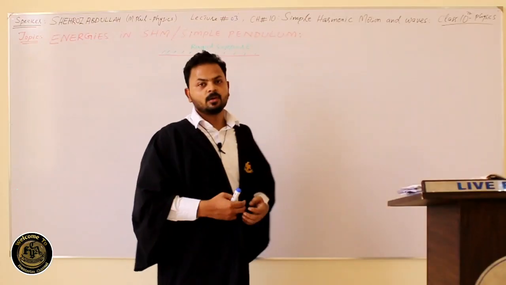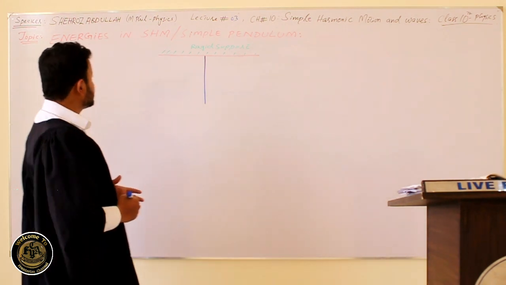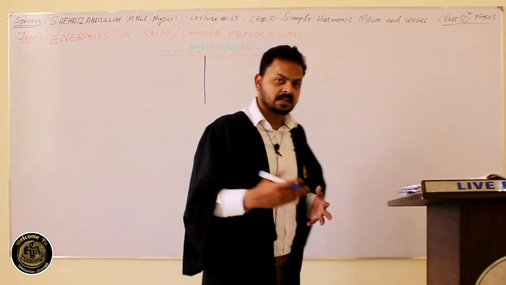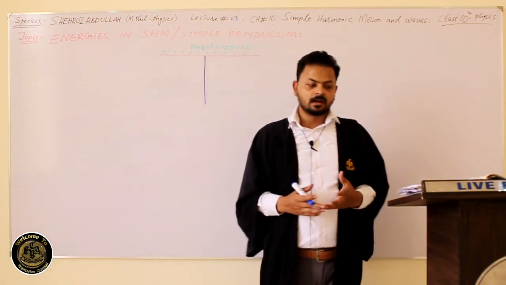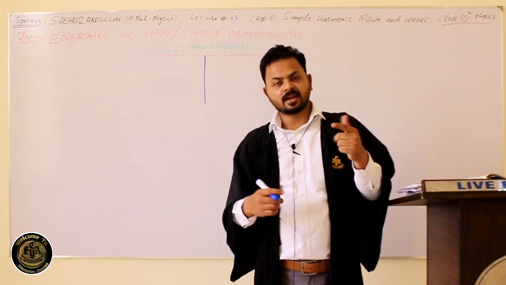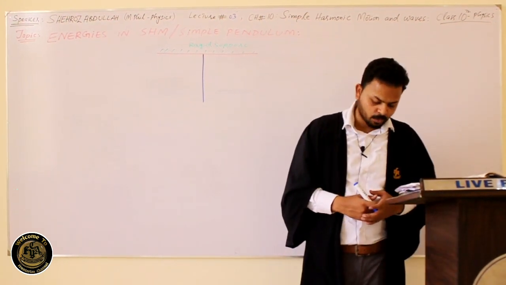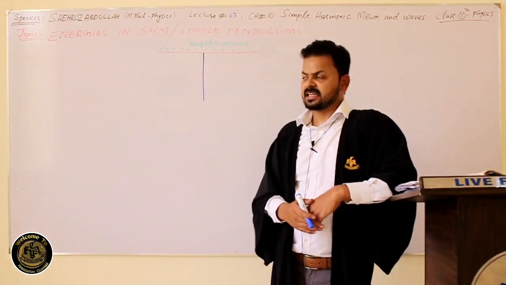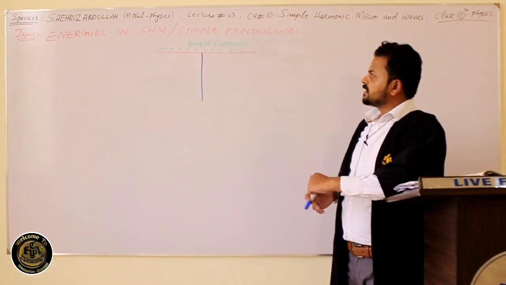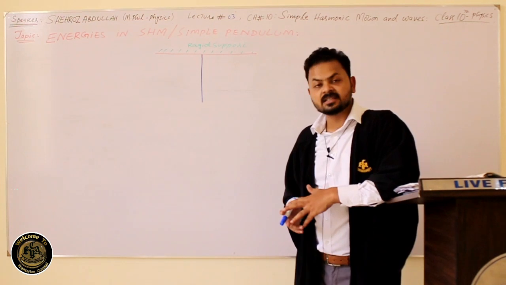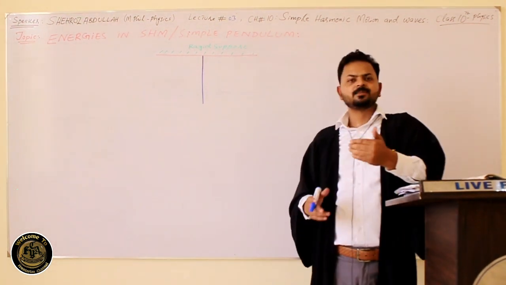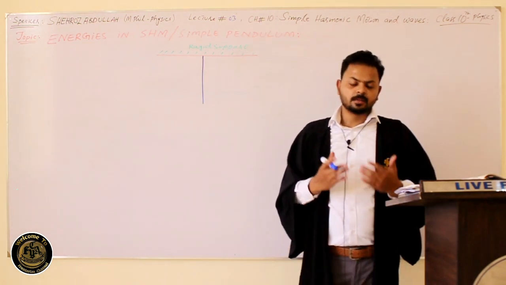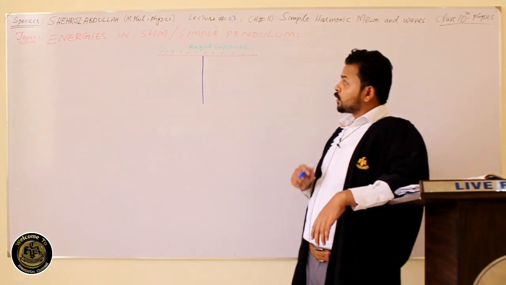We have, now we are going to discuss energies in simple harmonic motion or simple pendulum. We have discussed already simple pendulum. It was a metallic sphere connected with an inelastic string, tied to a rigid support, and the setup formed was known as simple pendulum. We have already done this in the previous lecture. Now we are going to discuss energies in simple pendulum or energies in simple harmonic motion. We know that simple pendulum is one of the examples of simple harmonic motion, right? It obeys the principle of simple harmonic motion, right? Okay.